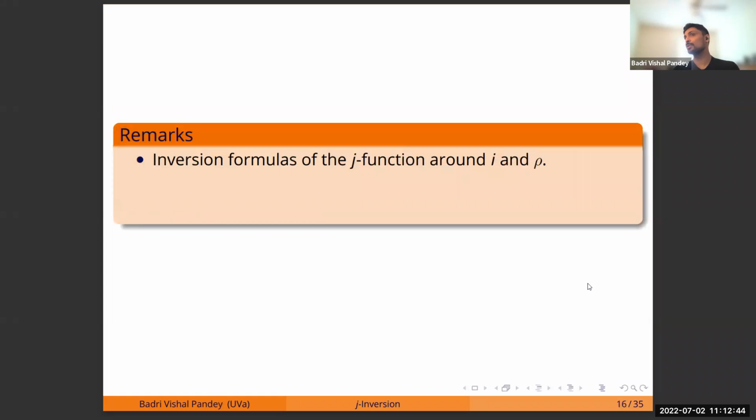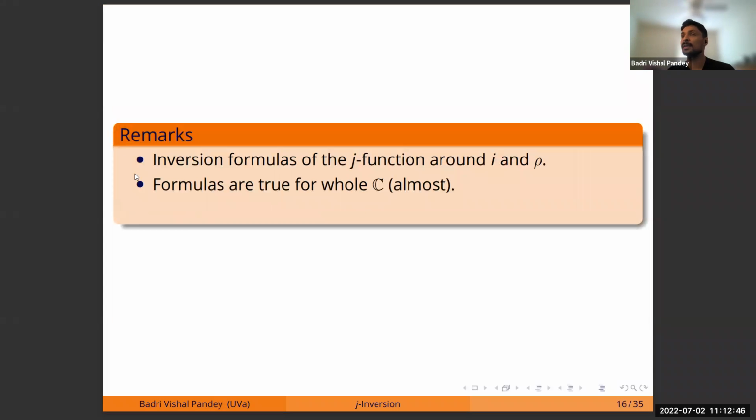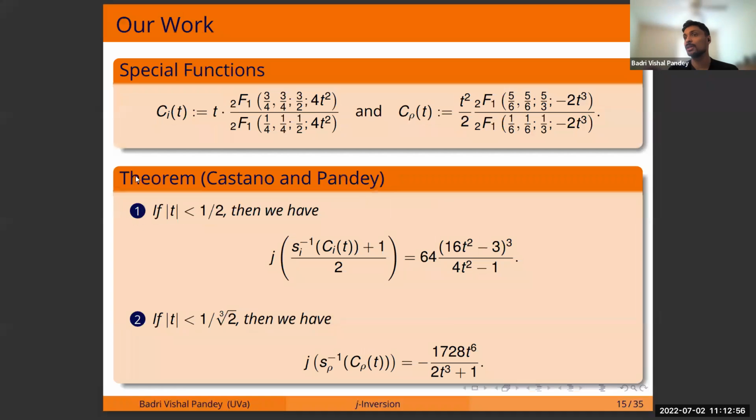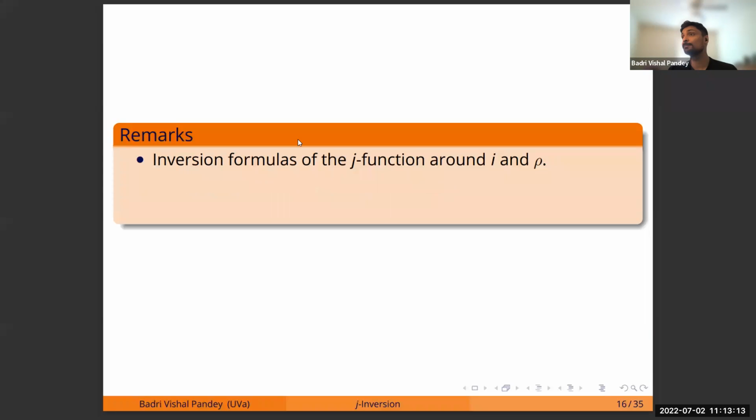Okay, so this is the first remark. The second remark is that our formulas are true for the whole complex plane, but for computational purposes, we restrict our domain to just these values, because these are the values where we have these power series expansion formulas for hypergeometric functions. So we can easily approximate these functions. But in general, all these formulas are going to be true for the complex plane.